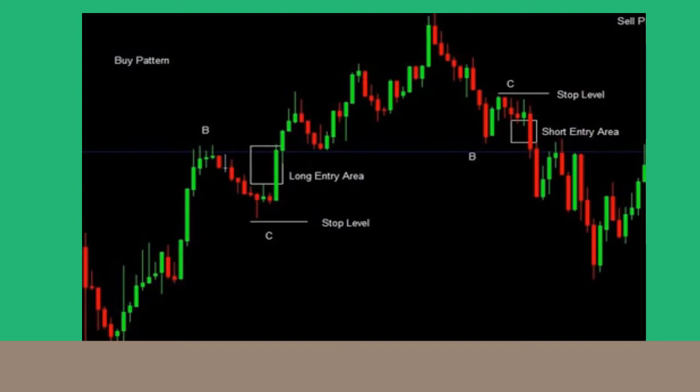So our expectation is that after this move from A to B, once C completes, we're going to have another run. And in this case we do. This would have been another smaller one here, A to B, pullback at C, and then the extension higher.